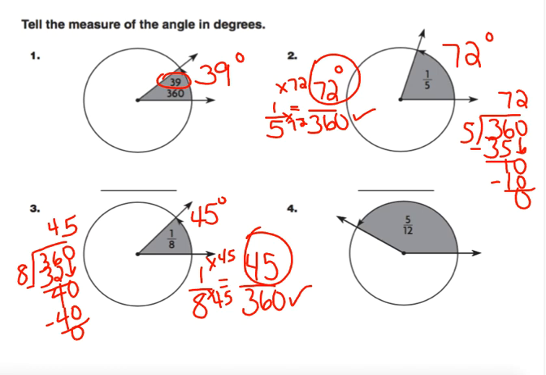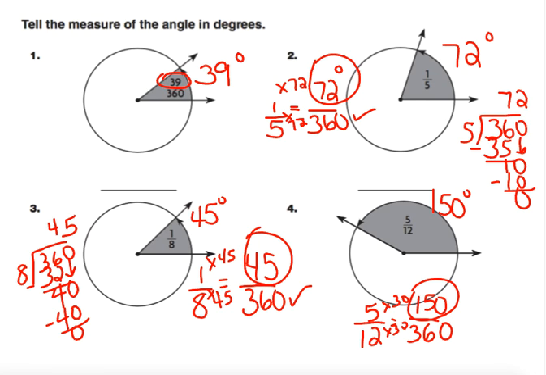All right, and now 5/12. So again, it's all about making equivalent fractions when the denominator is not already 360. So 12 times 3, so that would be 30. And then I'm going to do times 30. It's 150. So it's 150 degrees.